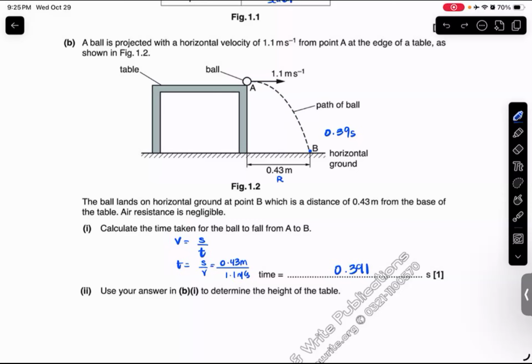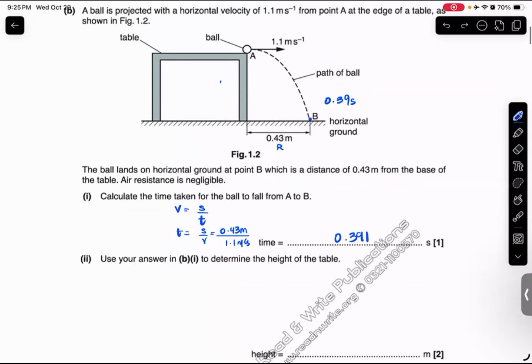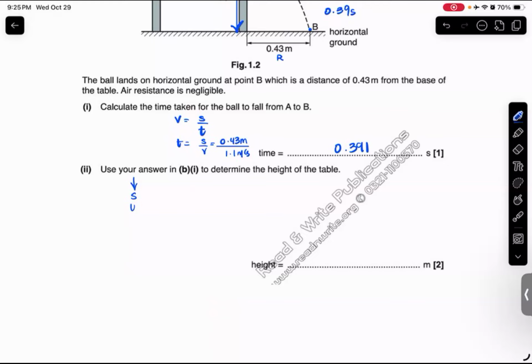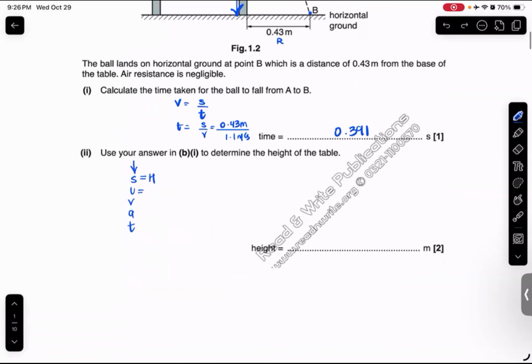Now he's asking me to calculate h, which is basically the vertical distance, right? That means I'm going to have to use all vertical suvats. So what is the s that I'm trying to find out? Height. That's exactly what I want. What is the initial vertical velocity? Vy at this point is 0. The ball has no vertical velocity at this point. It's just moving completely horizontally. Then u is just going to be 0.